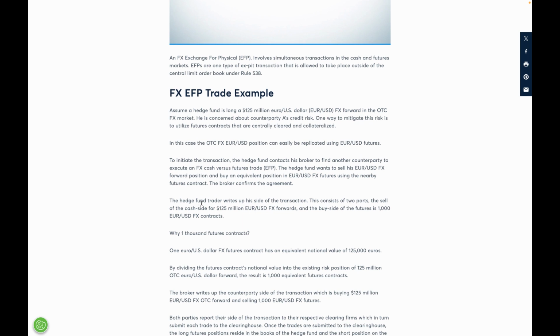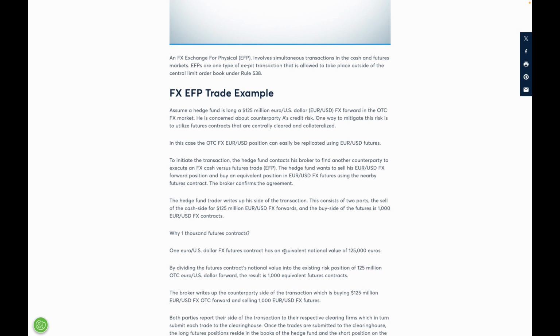The hedge fund trader writes up his side of the transaction. This consists of two parts. That makes sense. So you're selling 125 million Euro USD FX forwards, and then you're buying futures, 1000 futures contracts to the value of the 125 million, which is 1000 because of notional value.